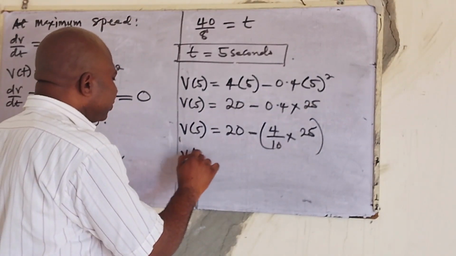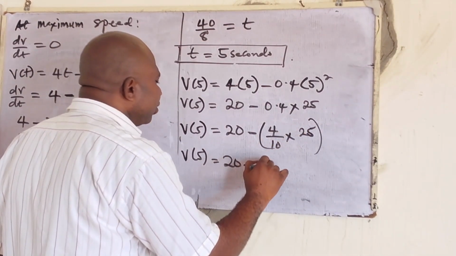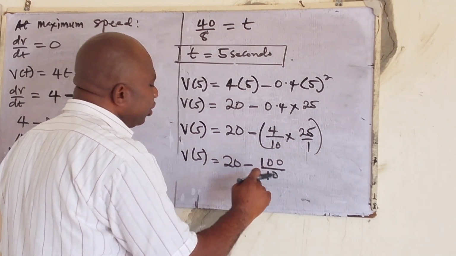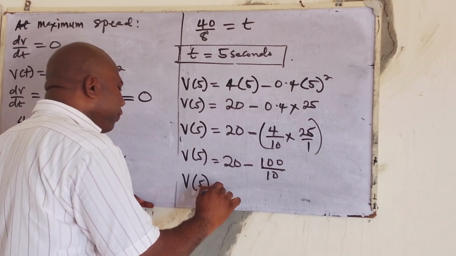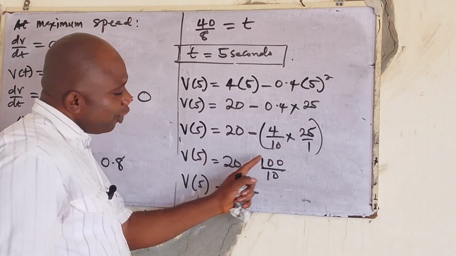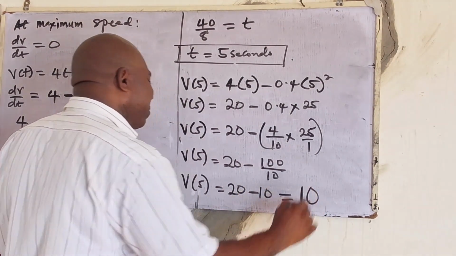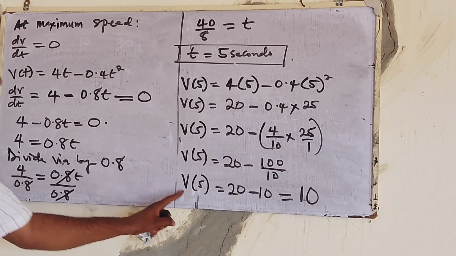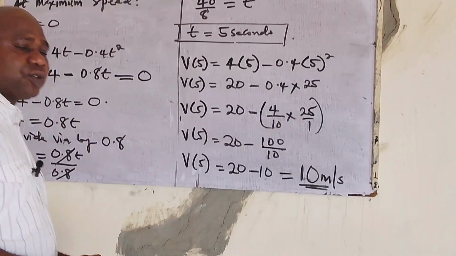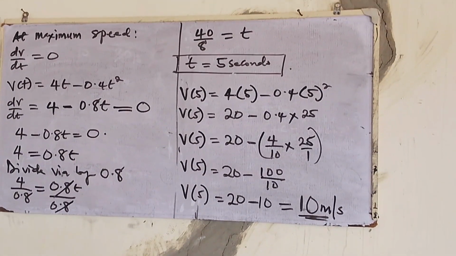So v of 5 will be equal to 20 minus, now 4 times 25 is 100, so we have 100 over 10. So our v of 5 will be equal to 20 minus 100 divided by 10, which is 10. So 20 minus 10 is equal to 10. And we all know that the unit for measuring velocity is meters per second. So here our v of 5 is equal to 10 meters per second.